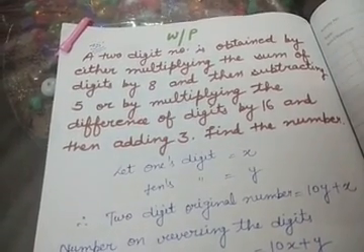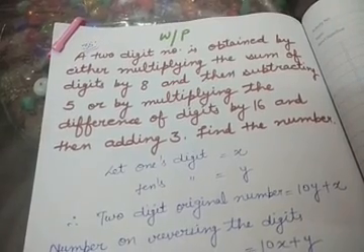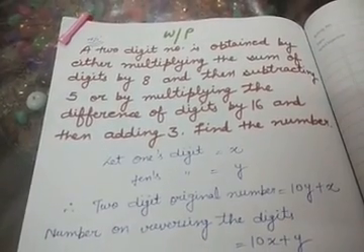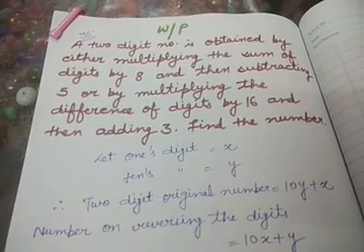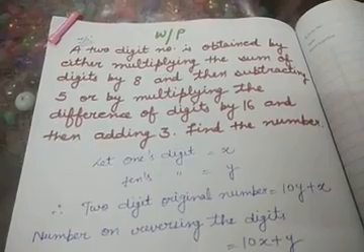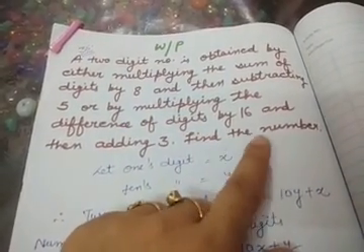A two-digit number is obtained by either multiplying the sum of digits by 8 and then subtracting 5, or by multiplying the difference of digits by 16 and then adding 3. Then find the number. So what is our requirement? Find the number.